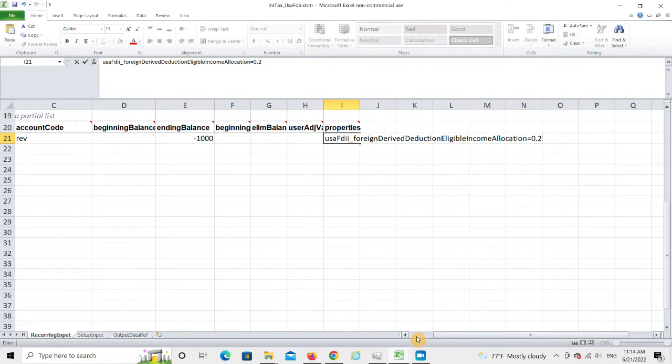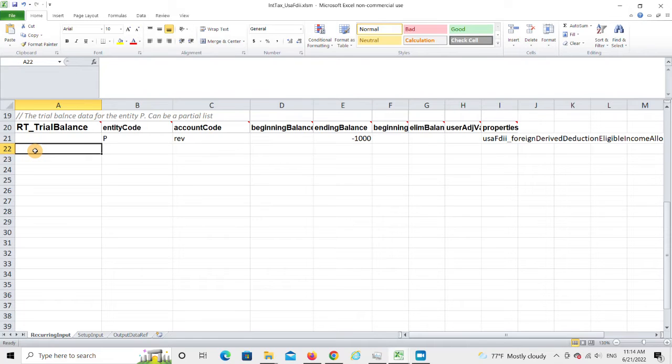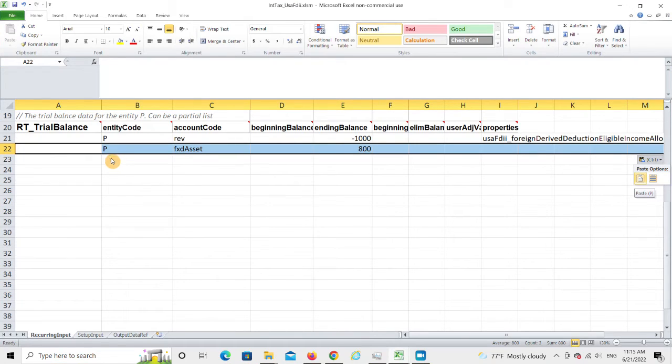Now, FDII means foreign derived intangible income. Let's also tell the engine that P actually has some tangible assets, so therefore some of the income is from tangible assets. Let's add one more record to tell the engine just that. So we added a trial balance to tell the engine that P has a fixed asset account balance of 800.